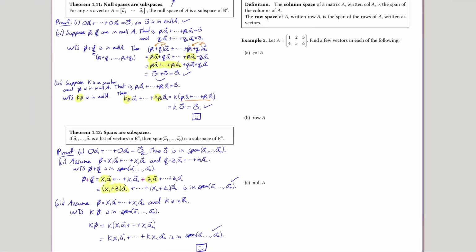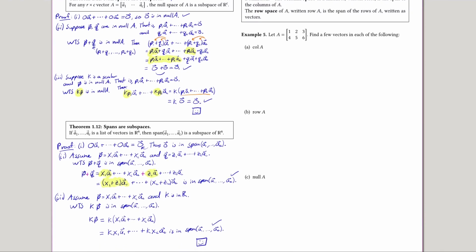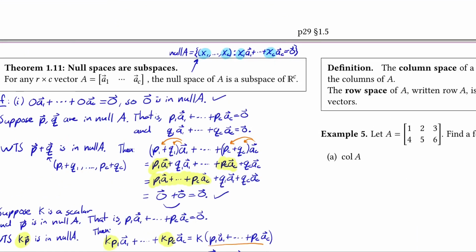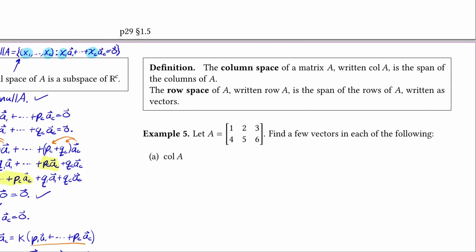Let's look at the column space. Whenever we use the word space in linear algebra, we're talking about a vector space or a subspace. That's why we called it the null space. You might have been wondering back in 1.4 why it was called the null space. What do we mean by that? Well, because it's a subspace. So the column space, likewise, is also a subspace.